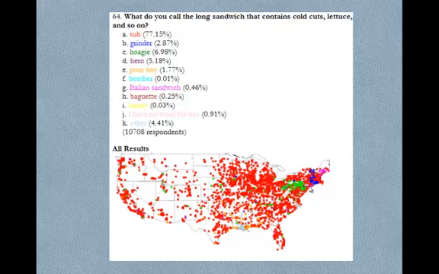Way up here, we have them calling it Italian sandwich. And down here along the Gulf Coast, they're actually called poor boys. So same thing, just a different term for it. It's part of our dialect.